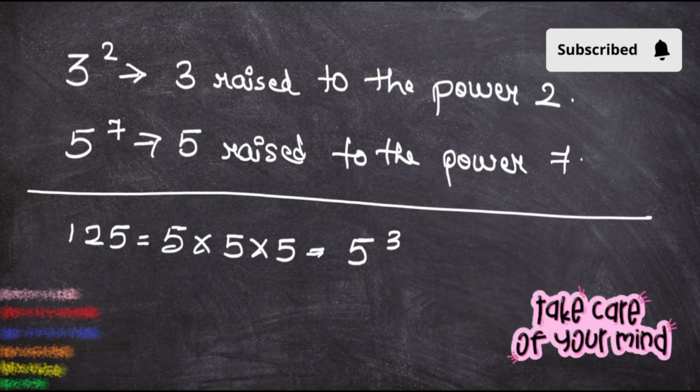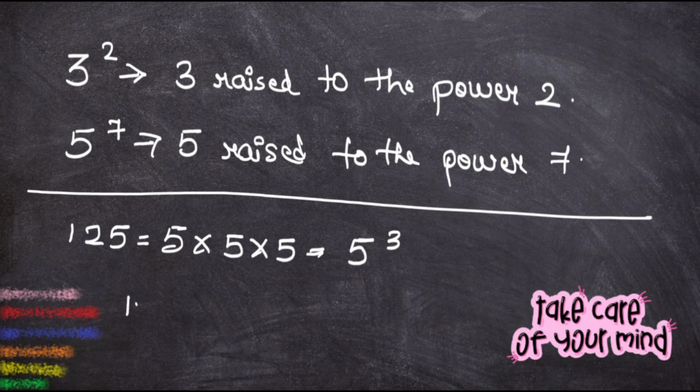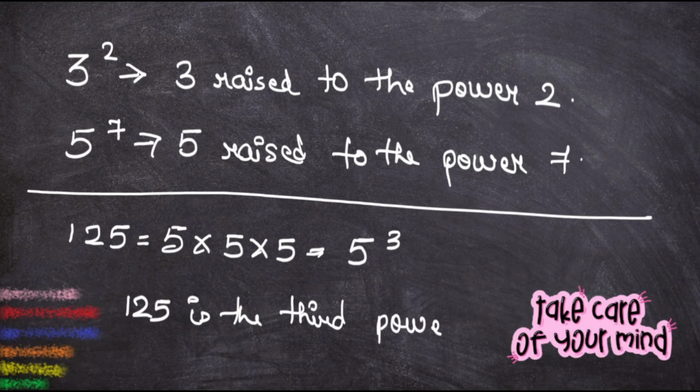Now you can write this as 125 is the third power of 5. Okay. So this way also you can write. So I hope you have understood the basic concept of exponent and power. In the further video, we will be learning different rules or the operations of exponent and power.